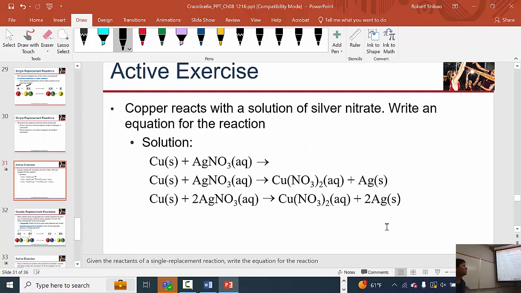This would be an example of single replacement. Copper is our A, and silver, what's this called? Silver nitrate is our BX. And this is going to form AX plus B. So we have copper plus silver nitrate is going to give us copper, all right, copper with nitrate.